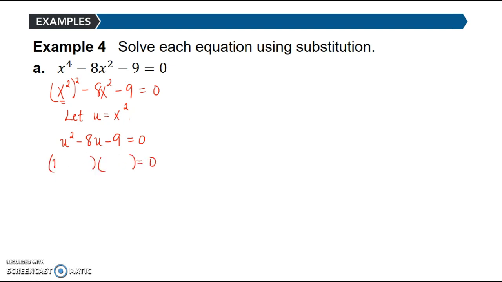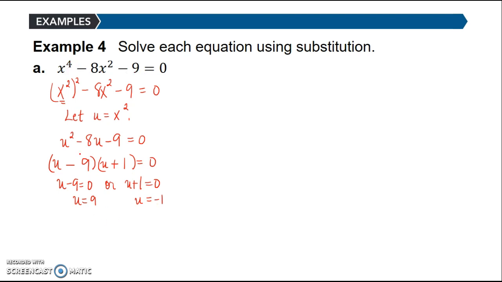The factors of u squared are u and u. The factors of 9, whose difference is 8, are 9 and 1. We need different signs and a negative on the larger. So this tells us that u minus 9 is equal to 0, or u plus 1 is equal to 0. So we get u to be 9 or u to be negative 1. Now keep in mind, this is a polynomial equation of degree 4. I should have 4 solutions.